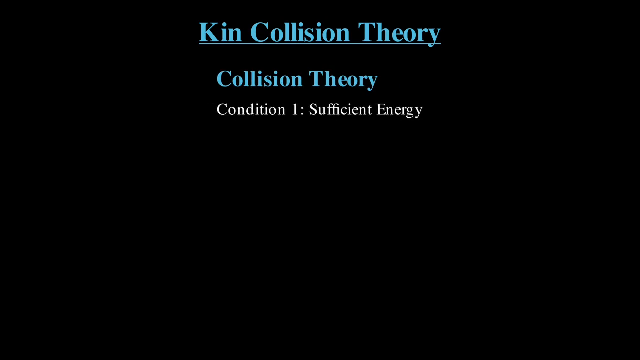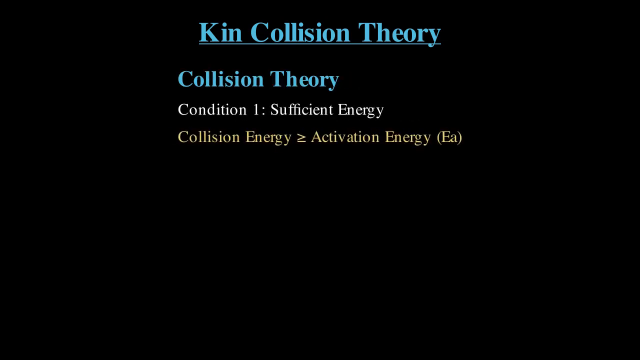Finally, let's look at the microscopic level with the collision theory of reaction rates. This theory states that for a chemical reaction to happen, the reactant molecules must first collide with each other. However, not every collision results in a reaction. For a collision to be effective, two key conditions must be met. First, the colliding molecules must possess sufficient kinetic energy to overcome a barrier known as the activation energy, EA. This is the minimum energy required to break old bonds and form new ones.